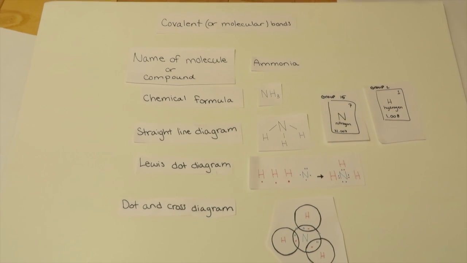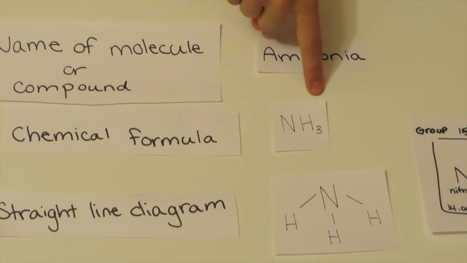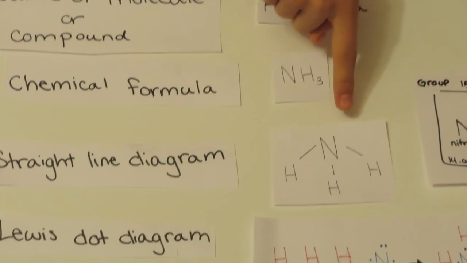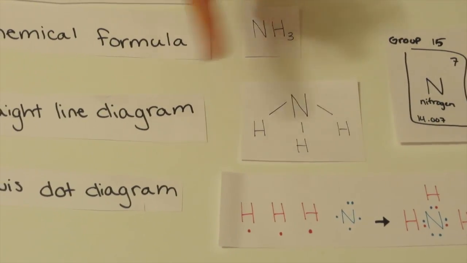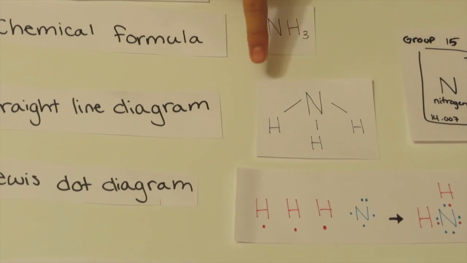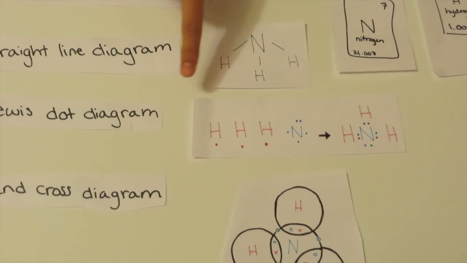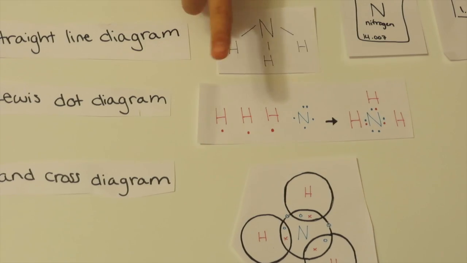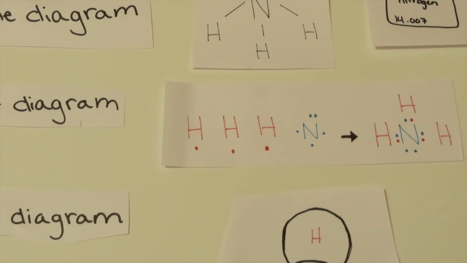One last quick example is ammonia. The chemical formula being NH3, and the straight line diagram being 1 nitrogen and 3 hydrogens. Each line again represents 2 electrons, but together you can see that they share 6 electrons. This is better represented in the Lewis dot diagram. Each hydrogen has 1 electron, and the nitrogen, as you can see here, has 5.